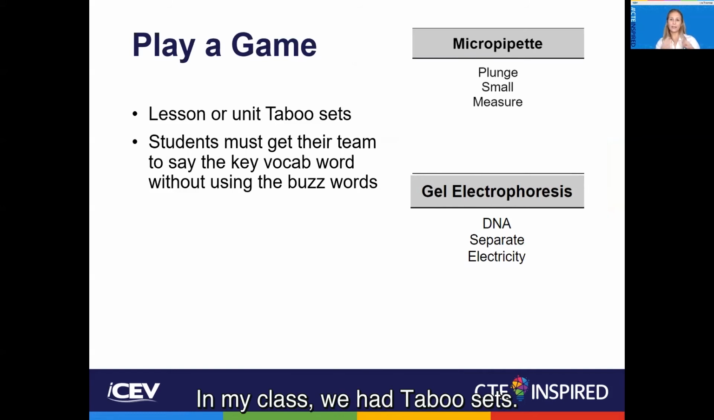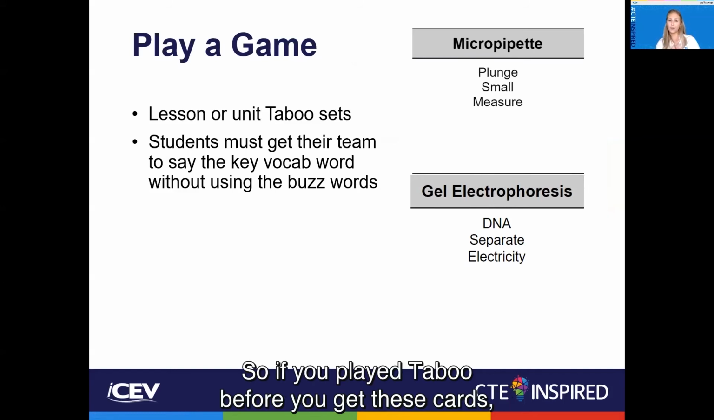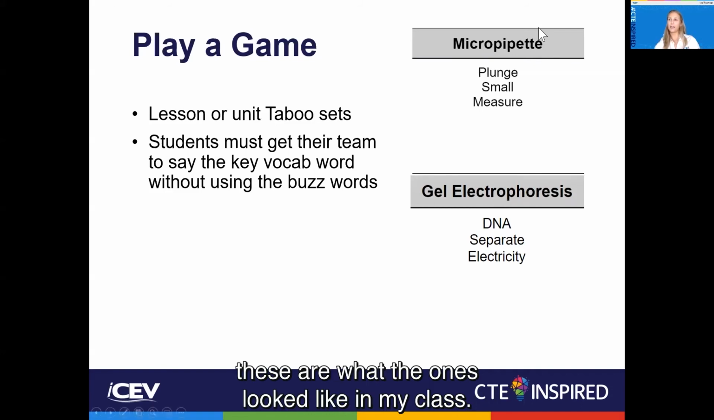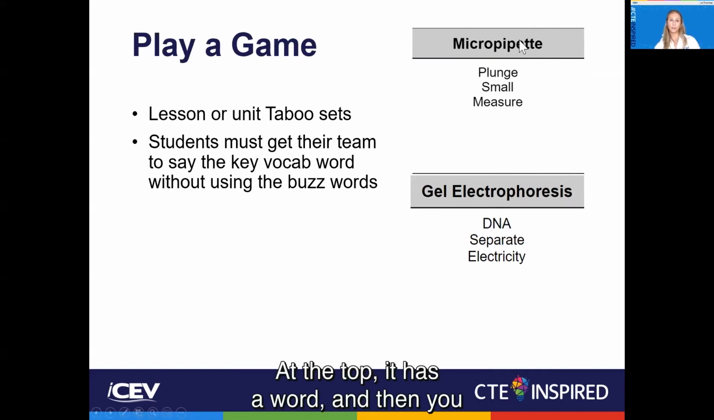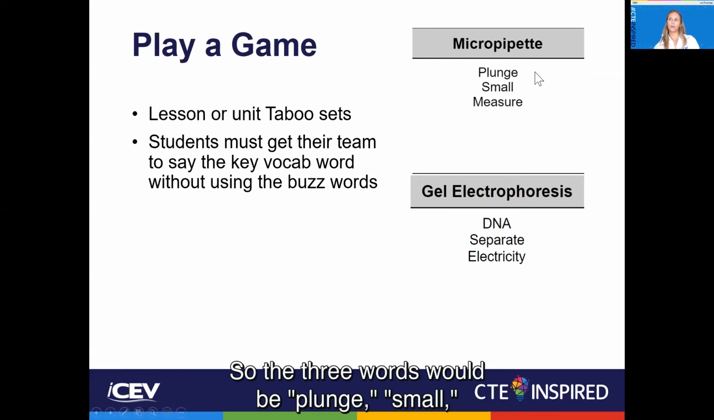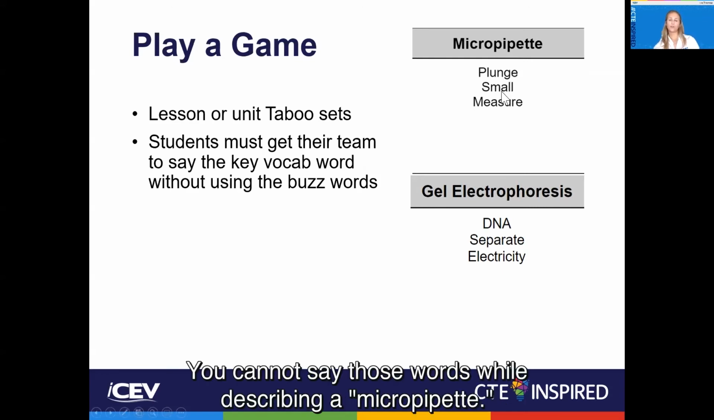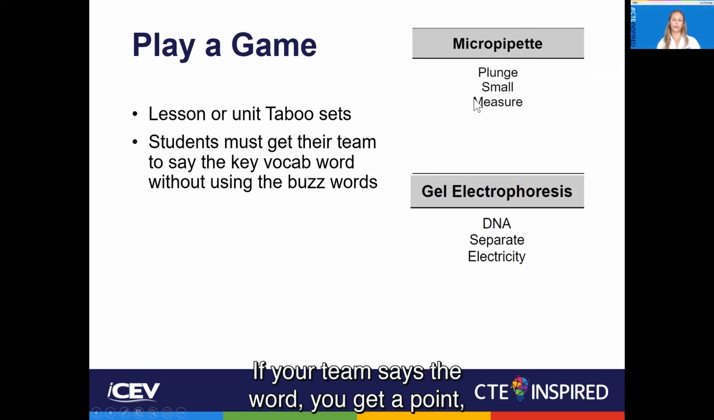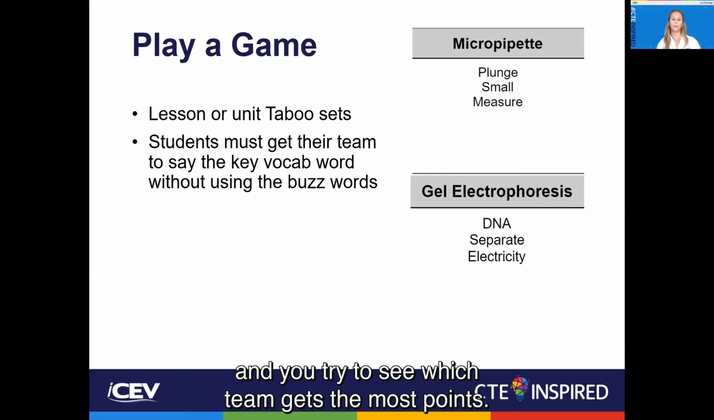In my class, we had Taboo sets. If you've played Taboo before, you get these cards. These were what the ones looked like in my class. You get a card. At the top, it has a word, and then you try to explain this word to your team without saying the buzzword. So the 3 words would be plunge, small, and measure. You cannot say those words while describing a micropipette. If your team says the word, you get a point, and you try to see which team gets the most points.